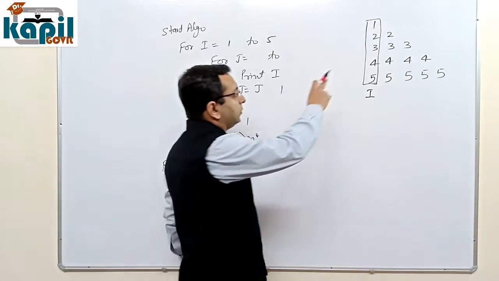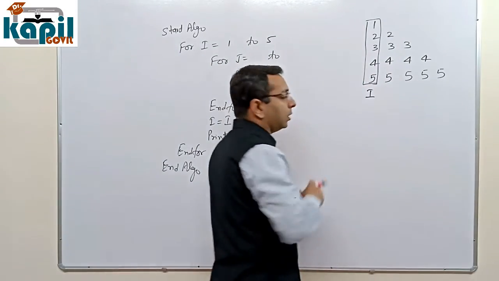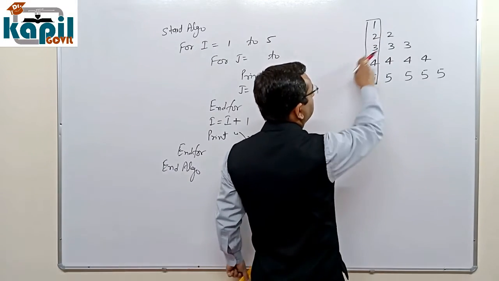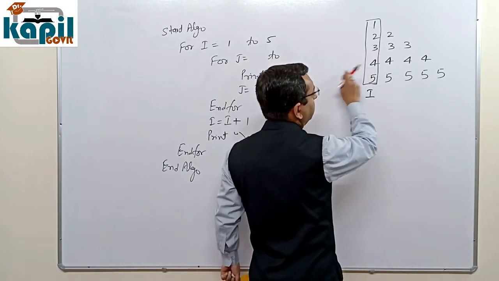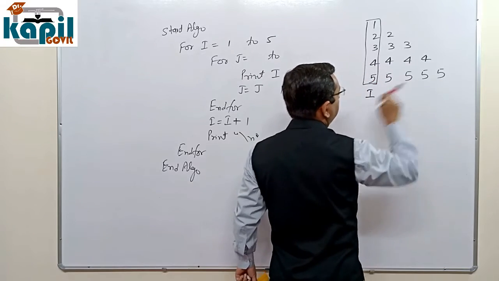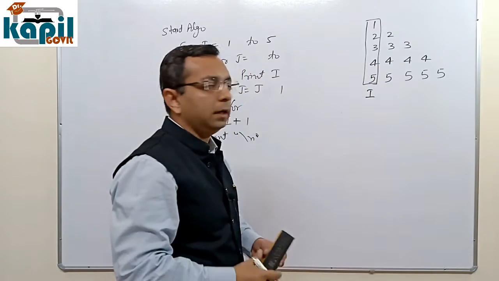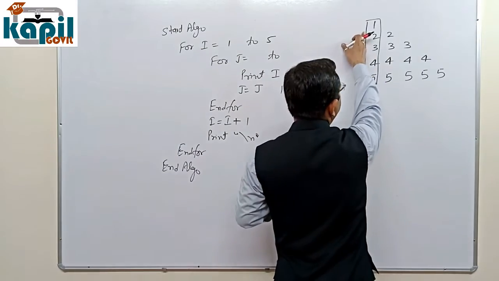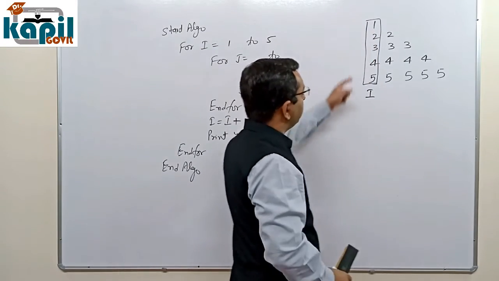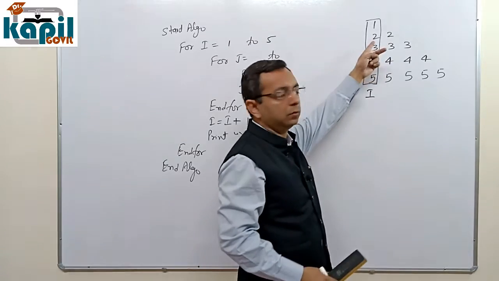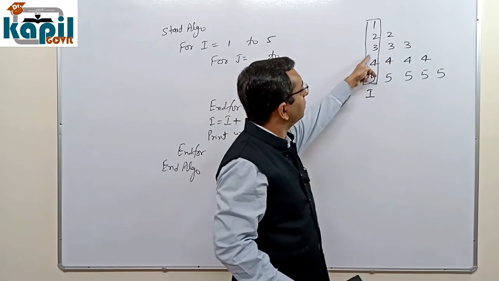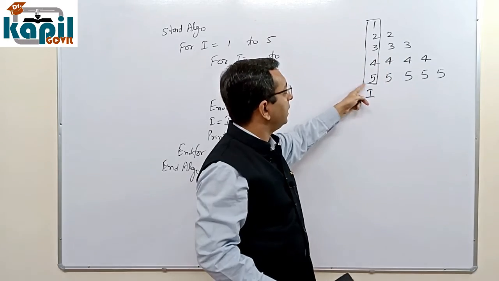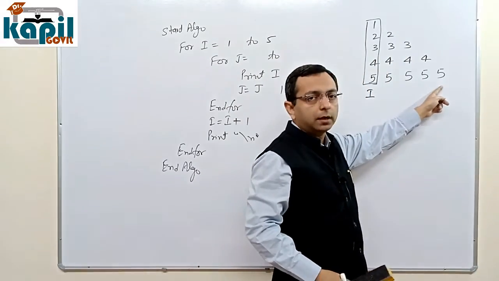Now we have to see how many columns there are in each row. Here the number of columns is 1, here 2, here 3, here 4, here 5. It means it is equal to the row number. If the row number is 1, then the column number is 1. If the row number is 2, then the number of columns is 2. If the row number is 3, then the number of columns is 3. Similarly, if the row number is 5, then the number of columns is 5.